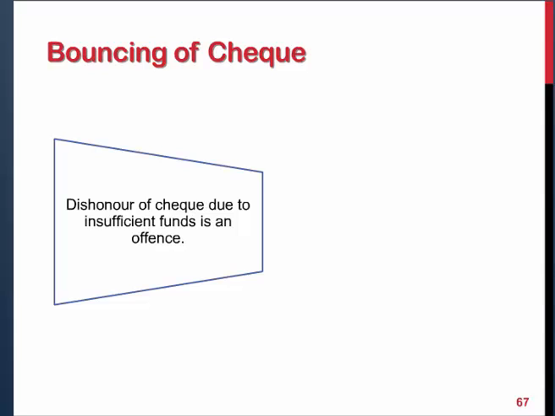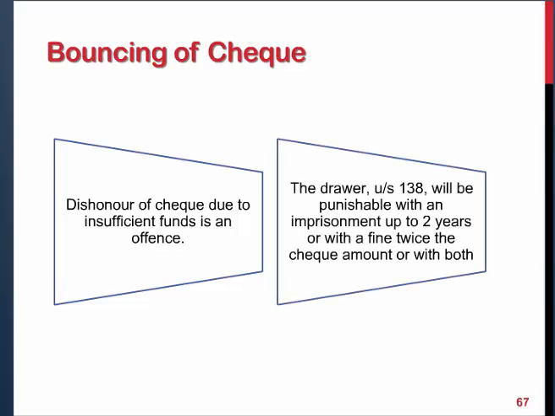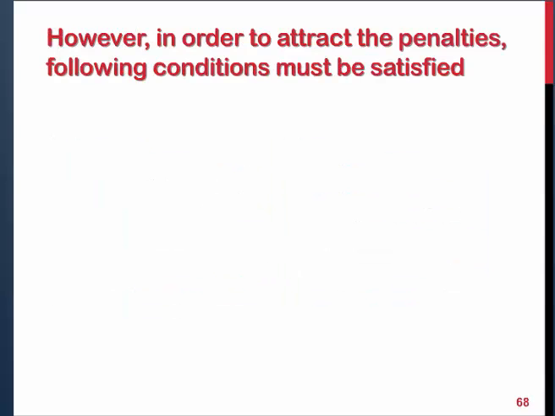With effect from 1st April 1989, dishonour of cheque due to insufficient funds is an offence. Section 138 to Section 142 of the Negotiable Instruments Act provide for criminal penalties in the event of dishonour of cheque for insufficient funds. The drawer under Section 138 will be punishable with imprisonment up to 2 years or with a fine twice the cheque amount or with both.